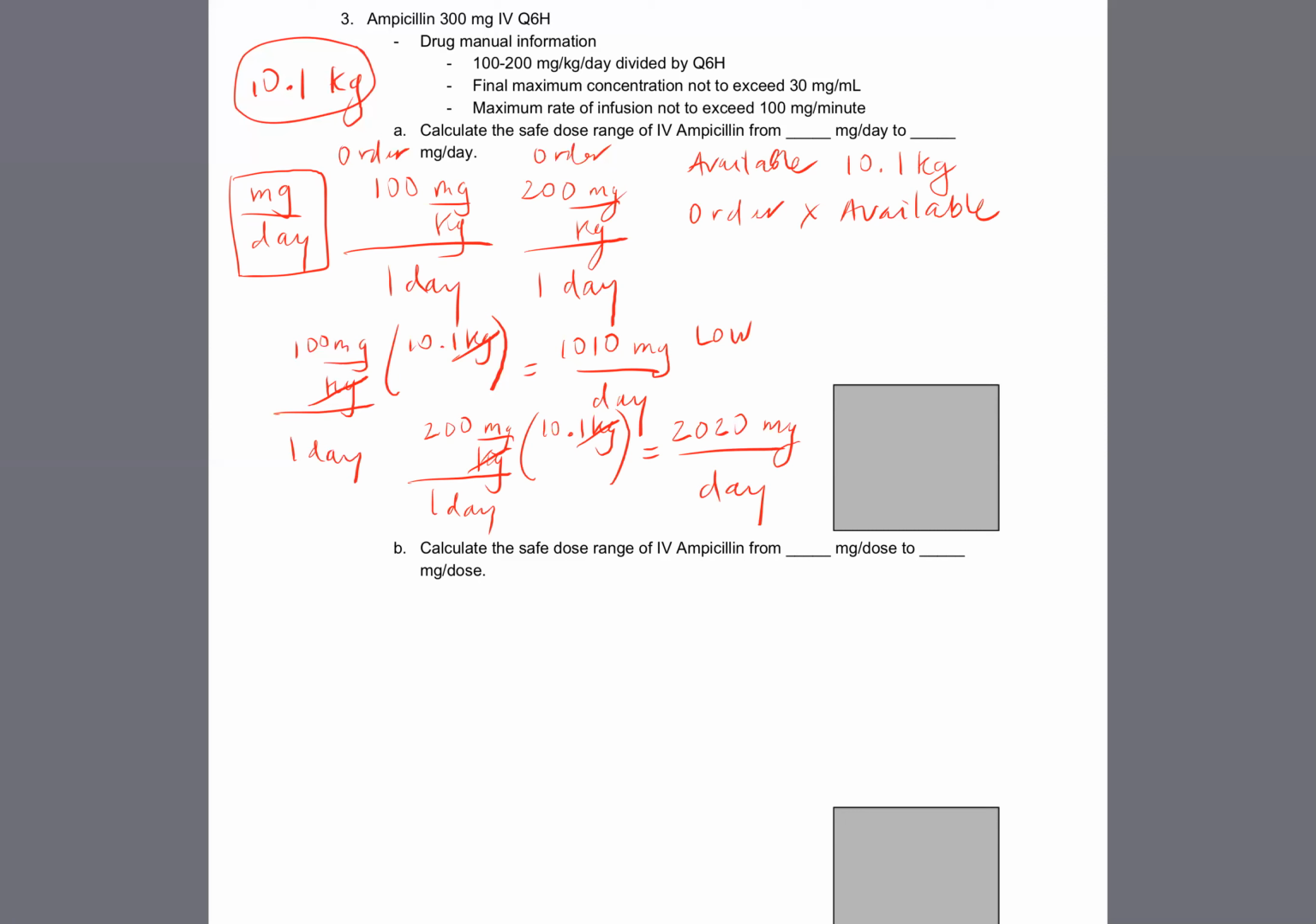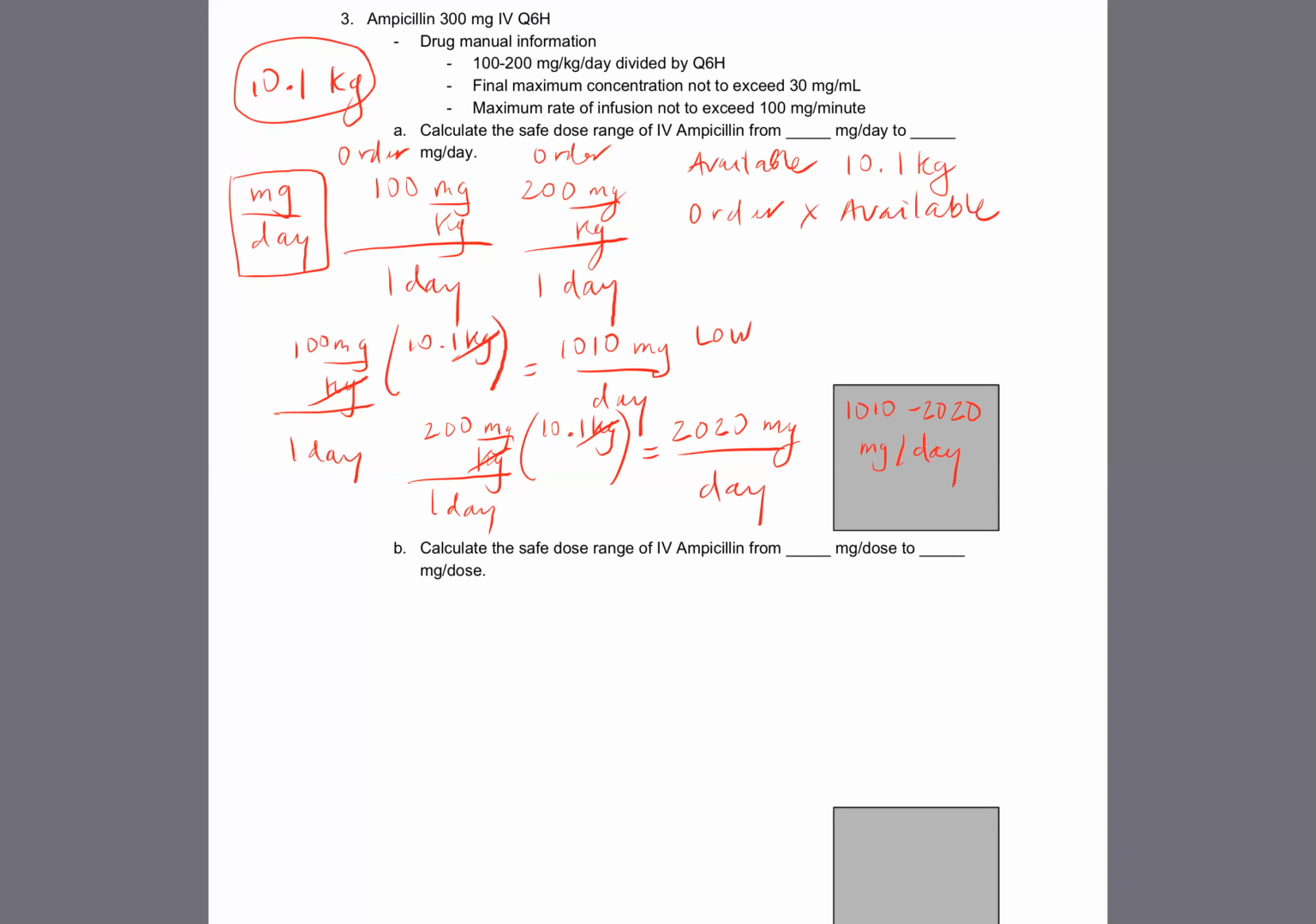So your safe dose range per day is going to be 1010 to 2020 milligrams per day for part A.